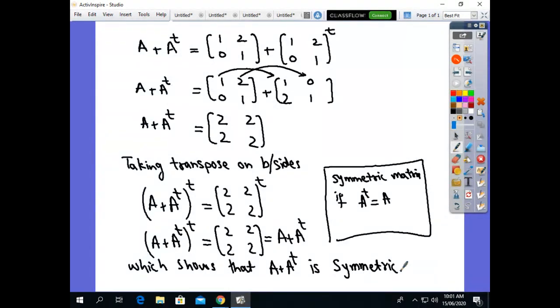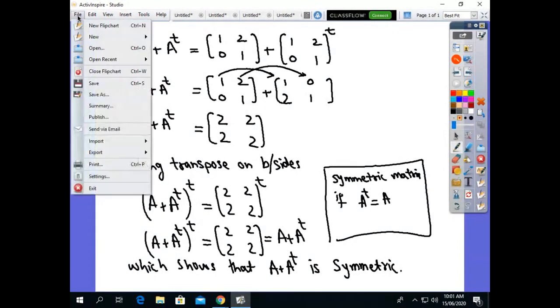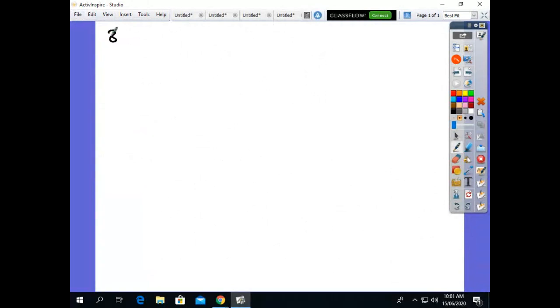Now we come across question number 8, part number 4, about a skew symmetric matrix. We are to show that A minus A transpose is skew symmetric. First of all, by the definition of skew symmetric, if we take the transpose of the matrix, we get the negative of that matrix.